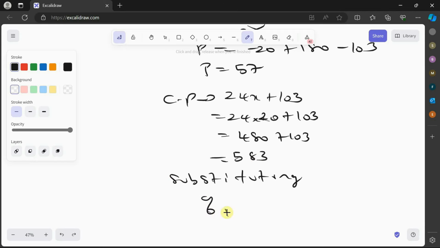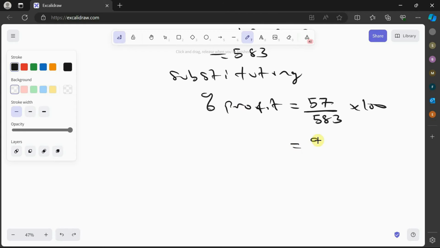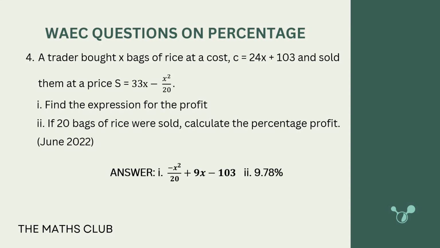So the percentage profit would now be 57, which is the profit, all over the cost price, 583, times 100. So 57 divided by 583 times 100 gives me 9.78% to 2 decimal places. So our answer is 9.78% to 2 decimal places. Simple and short. Great. So you can see our equation and you can see our answer.